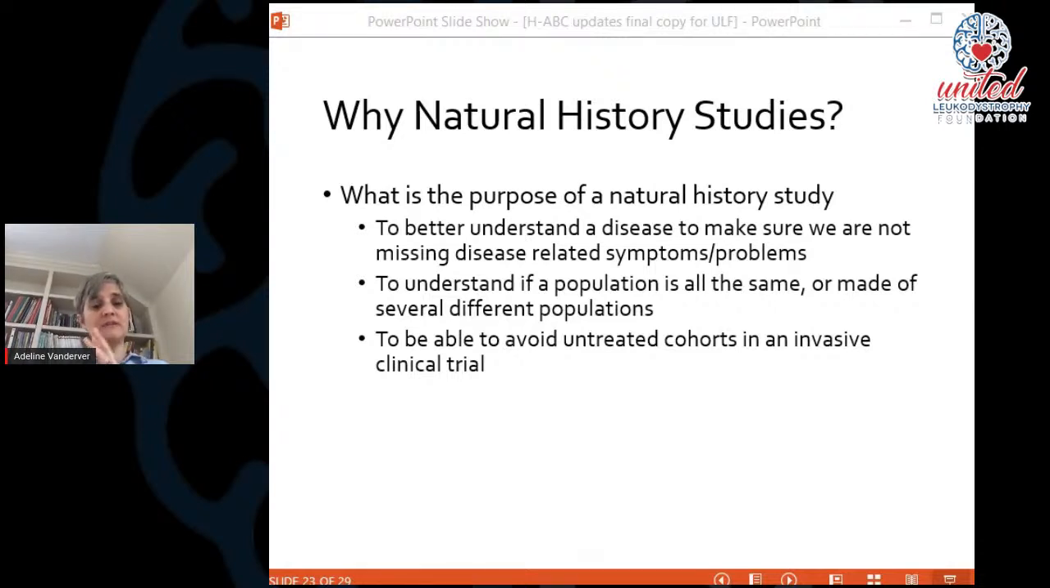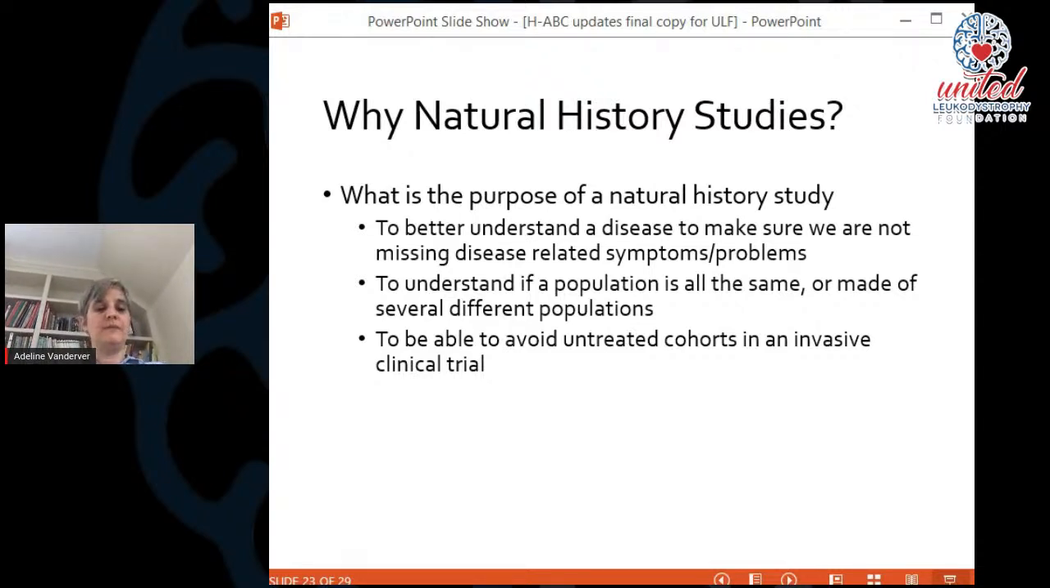But if the progress of the disease is very slow, right, as it is in HABC, that might not really be realistic and feasible. And so we might really have to understand how the disease progresses by itself, even without having a full placebo group, and we might not have the luxury of having that kind of trial design.